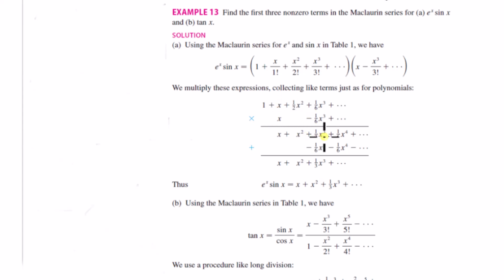x times 1/6 x cubed is this. And they do that plus that plus that plus that plus dot, dot, dot. The next row, they come to this term and do the same thing: minus 1/6 x cubed times 1 plus minus 1/6 x cubed times x. But then they write those out, but they still line up the order of the terms, even here.